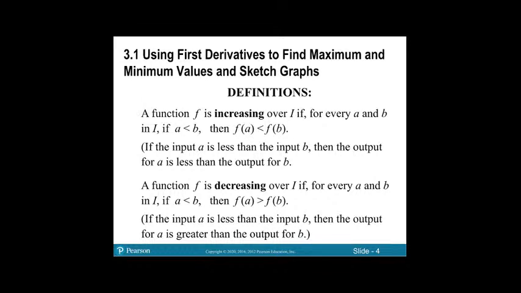We say a function is decreasing over an interval I if for every a and b in the interval I, whenever a is less than b, then f of a is greater than f of b, right? So in a graphical sense, what this means is as we trace the graph left to right, the function is going to go down.